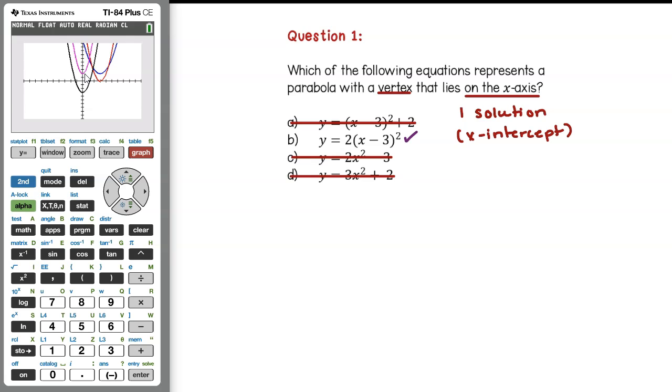Our correct answer choice is choice B. That is our parabola that has a vertex lying on the x-axis that has one and only one solution.